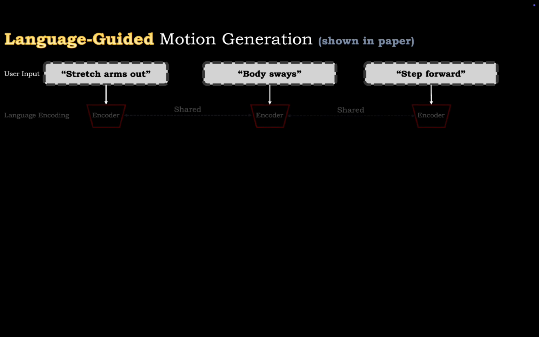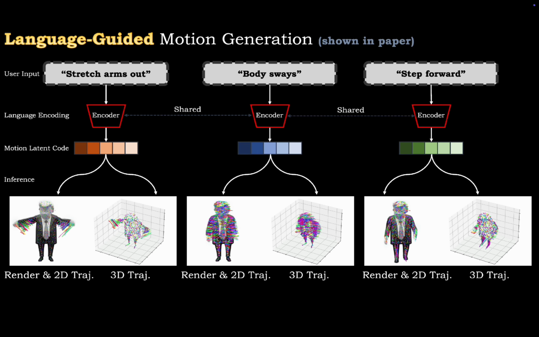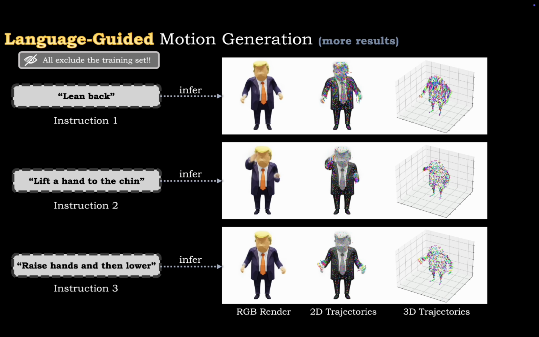Leveraging a pre-trained BERT and an MLP encoder, we can effectively project language into the motion latent code and then generate plausible motion sequences in a feed-forward manner. Here we show more language-guided motion generation results excluding the training instructions.